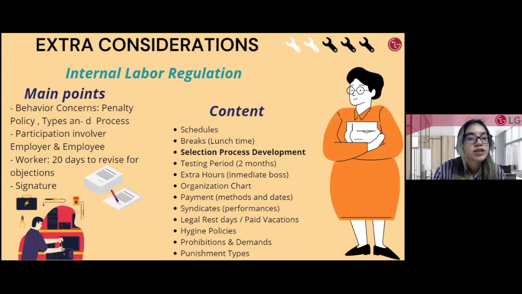Okay, well, the content of this internal labor regulation to be developed by us has to state the schedules, breaks, selection process development, as we could have seen today in this session, and many other important aspects of the job position and the company in general, in order for them to be aware and to have a pleasant experience and journey along the contract.